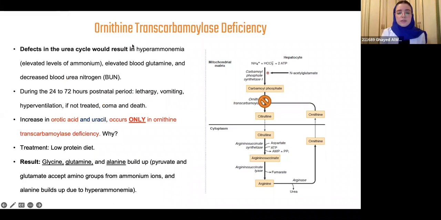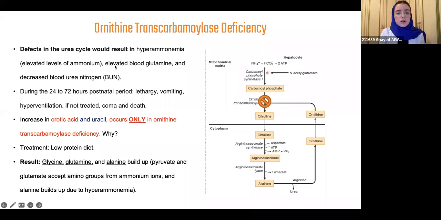So whenever you have a urea cycle defect, whenever you have an enzyme that's deficient, the question will always mention three main things. And one, that's elevated levels of ammonia, which is hyperammonemia. Since the urea cycle is the body's way of getting rid of ammonia, if the urea cycle doesn't work, ammonia will accumulate. And that's why we have elevated levels of it.